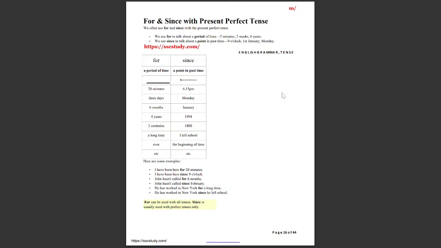Here are a few examples also. I have been here for 20 minutes. I have been here since 9 o'clock. John hasn't called for 6 months. John hasn't called since February. So these are a few examples of how to use for and since. For can be used with all tenses. Since is usually used with the perfect tenses only.